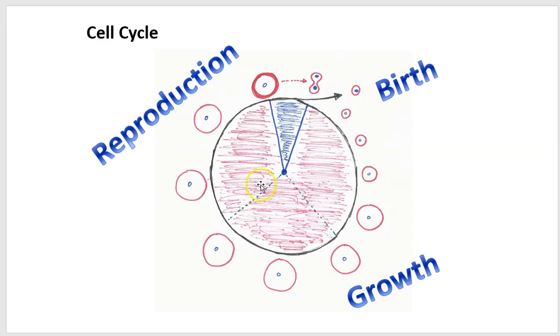In part 2 then, we'll take a look at how these complex cells handle their DNA, both during the growth phase and then what they do to make sure that the daughter cells have a full complement of DNA.